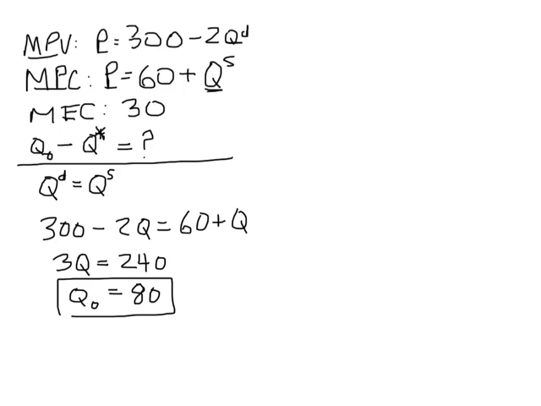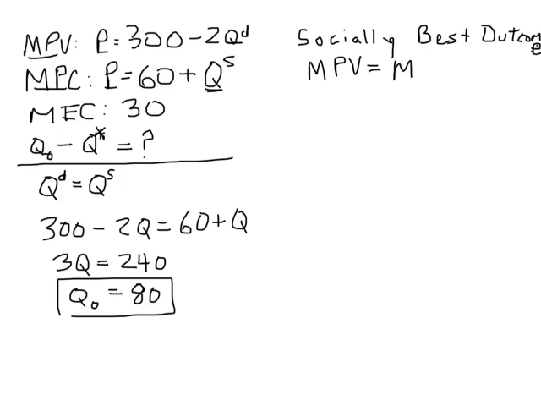Now the socially best outcome is different in the presence of a negative externality. I'm running out of room. There we go. All right, here we know we're going to need our marginal social value function, but there's no positive externality, so marginal private value is also going to equal marginal social value, and that's because marginal external value equals 0. There's no positive externalities, in other words.